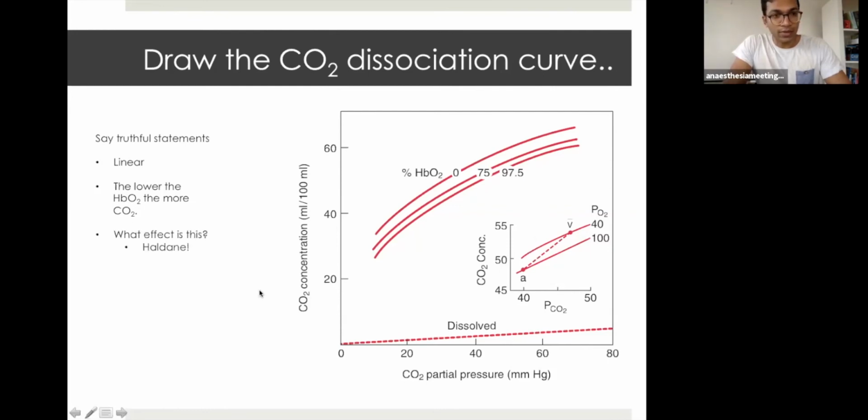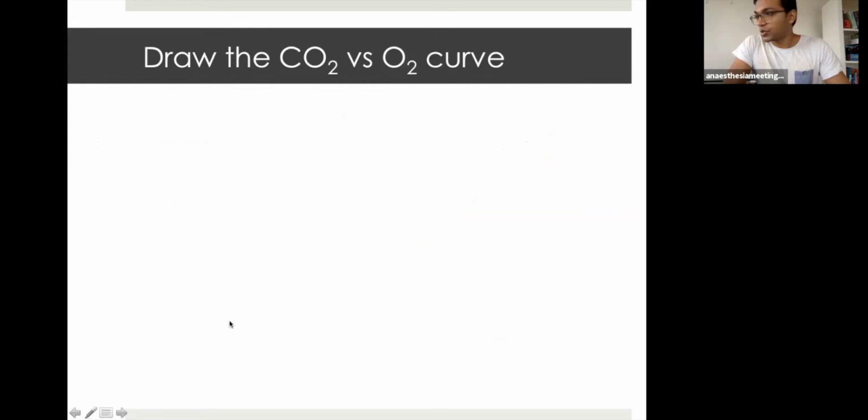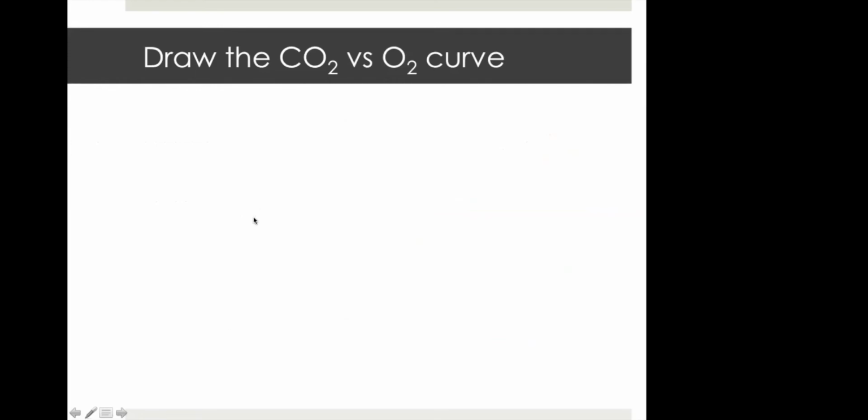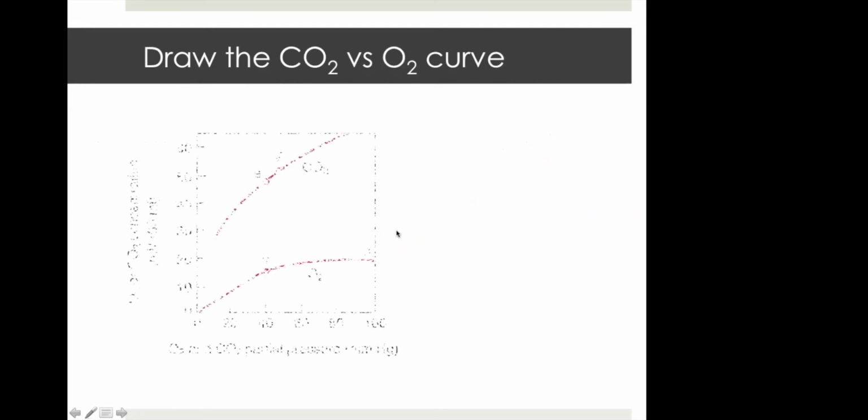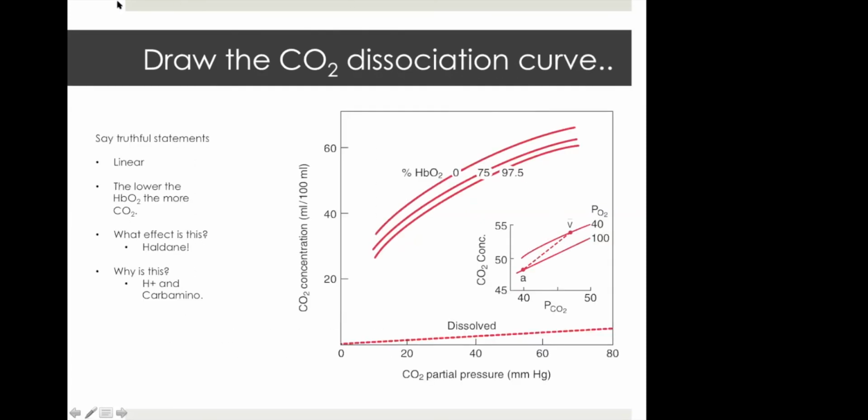And you mentioned, yep, so there's a Haldane effect. Why is this? H plus and carbamino compounds. And so if you were to draw, do you guys want to have a go now? Can I ask you a quick question just in terms of key points when making that graph? When we draw the oxygen hemoglobin graph, we've got points we can put on, like SATs 90, mixed venous 75, P50.